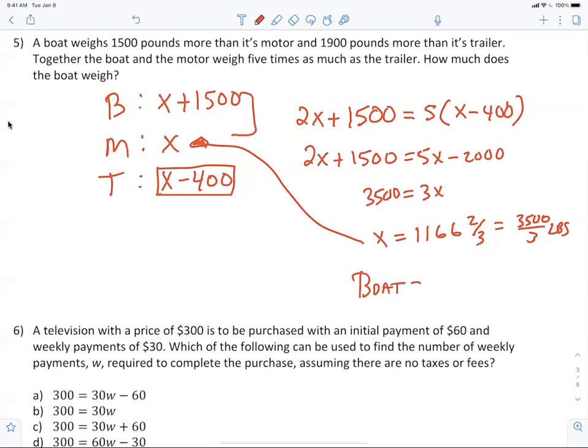So the boat is going to be what? No. 8,000 over 3. Yes, 8,000 over 3 pounds. And this is where I'm telling you, use your calculator. 3,500 divided by 3 plus 1,500, math, enter. That gives you 8,000 over 3. If you're not doing that, you're making a mistake.